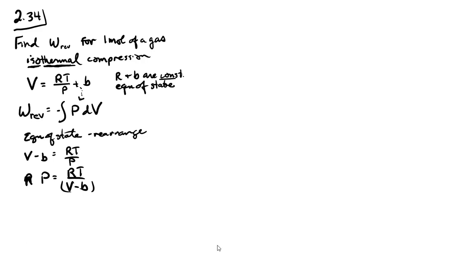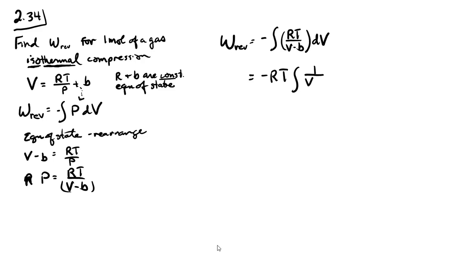All right. And so what we can do then is say, okay, the reversible work is equal to minus the integral of RT over V minus B dV. And we know that R and T are constants. B is a constant as well, but we can't just pull B out. And so this is minus RT times the integral of 1 over V minus B dV.